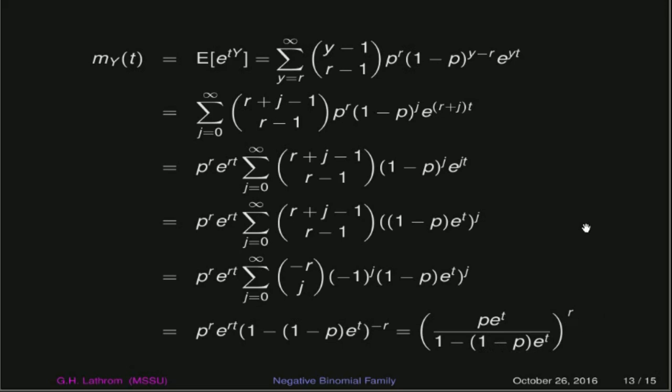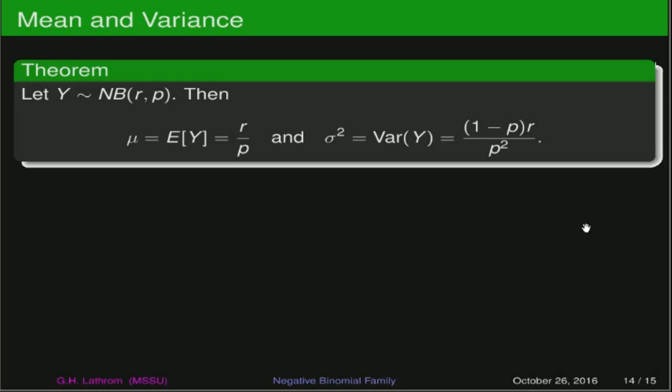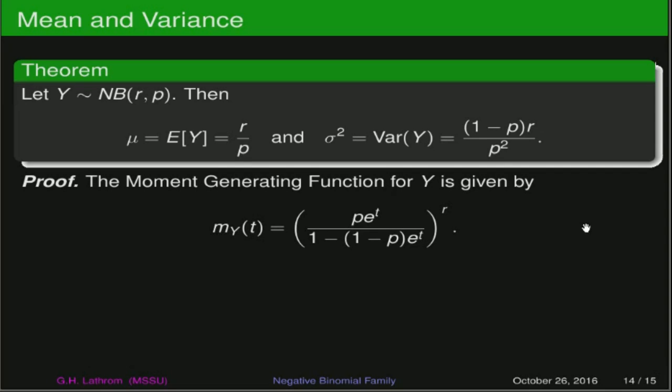So now let's look at the mean and the variance. If we assume that Y has a negative binomial distribution with parameters r and p, then we claim that the expected value of Y is just r over p, and the variance is given by (1-p) times r over p squared. So how are we going to come up with that? Well, of course, use what we just did in our moment generating function. If we take our moment generating function and take the first derivative, we get this expression.